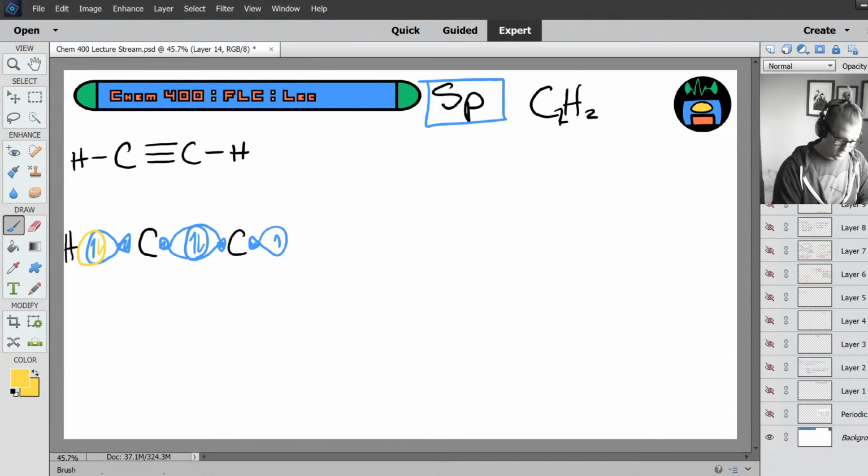Followed by direct orbital overlap with a hydrogen atom to make the second.